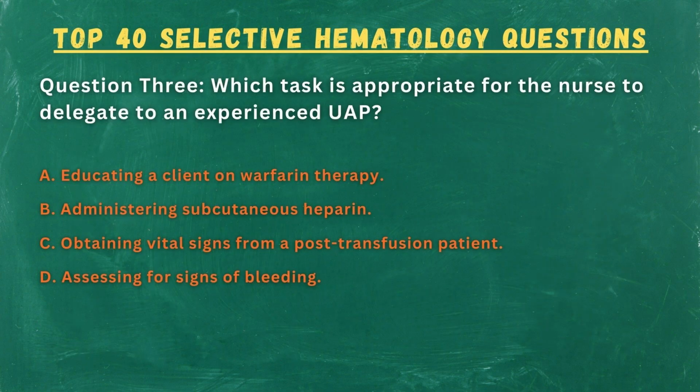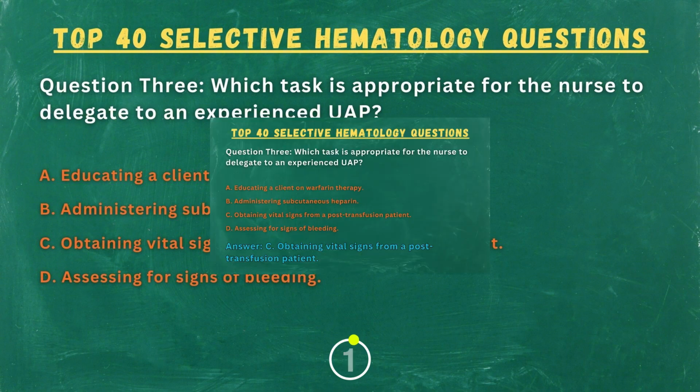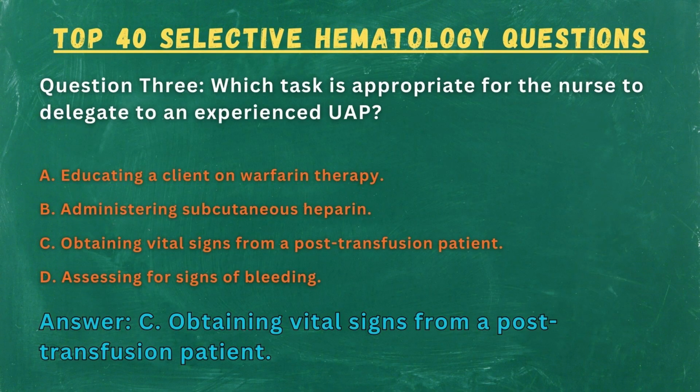Question 3. Which task is appropriate for the nurse to delegate to an experienced UAP? A. Educating a client on warfarin therapy. B. Administering subcutaneous heparin. C. Obtaining vital signs from a post-transfusion patient. D. Assessing for signs of bleeding. Answer. C. Obtaining vital signs from a post-transfusion patient.